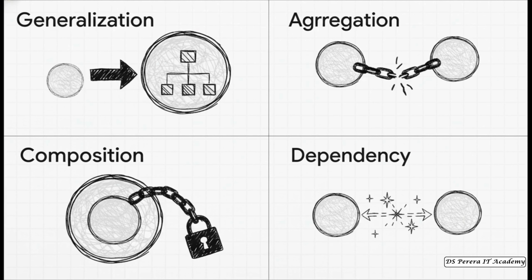Then, composition is the strong has-a. In English, this is the strong version with the dependent life cycles.